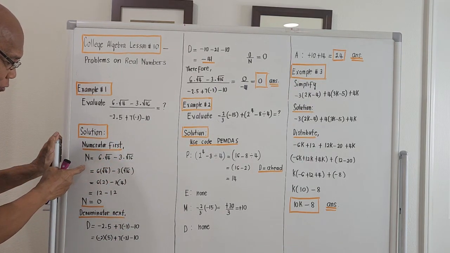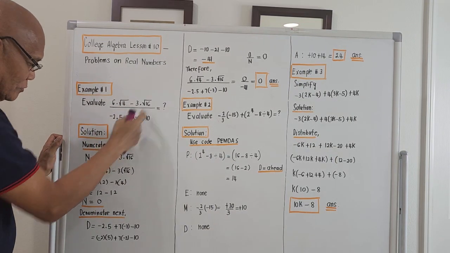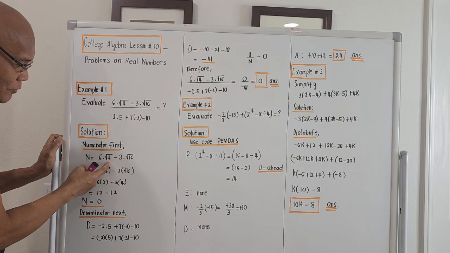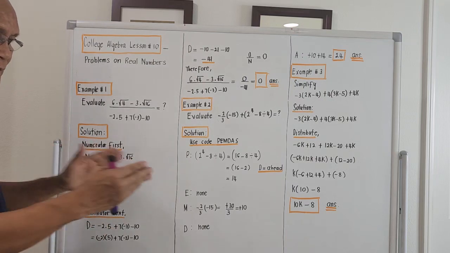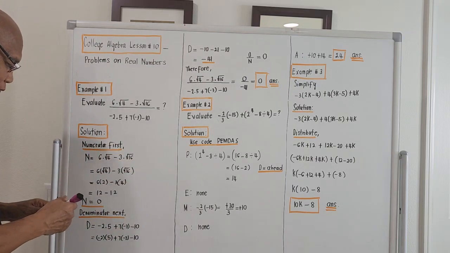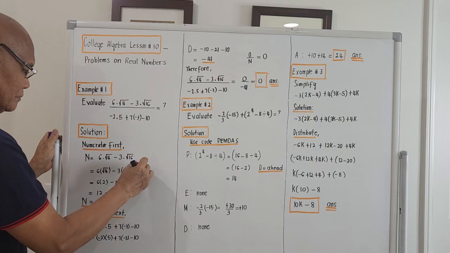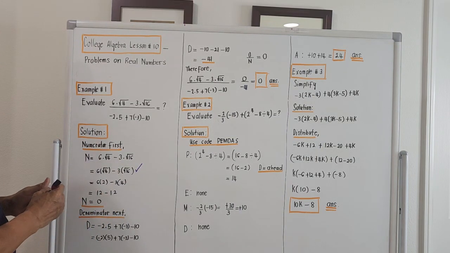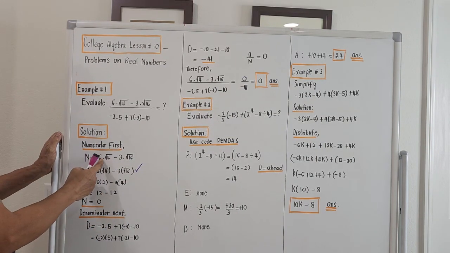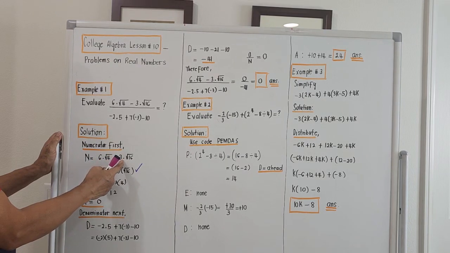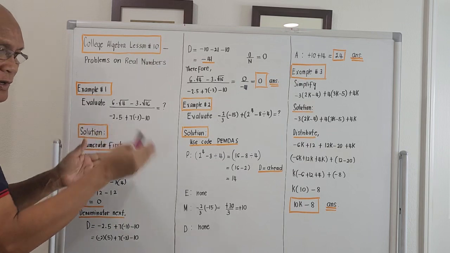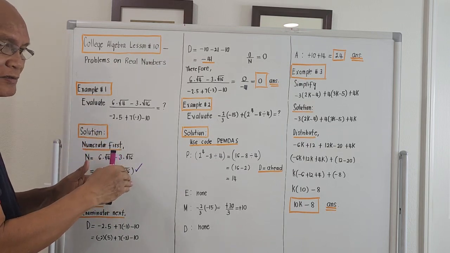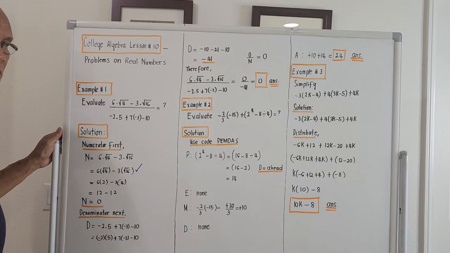For the numerator, I will designate that as n. I will copy this one. So this will be 6 times the square root of 4 minus 3 times the square root of 16. I prepare the next one. This dot here refers to multiplication, right? But for it to be clearer, I use a quantity to indicate the operation multiplication.